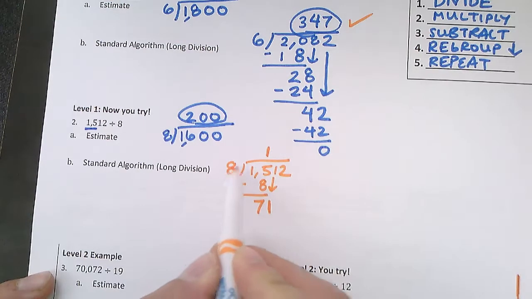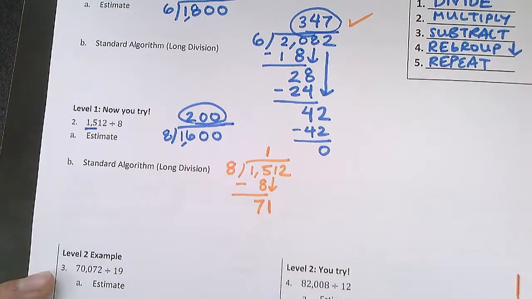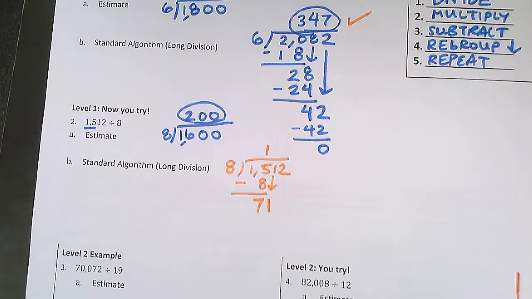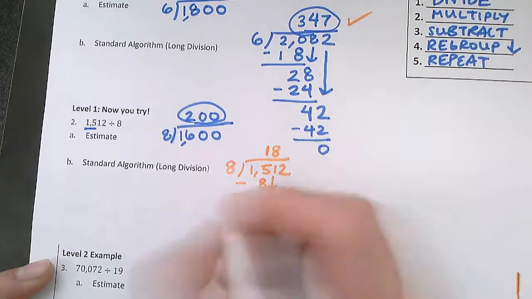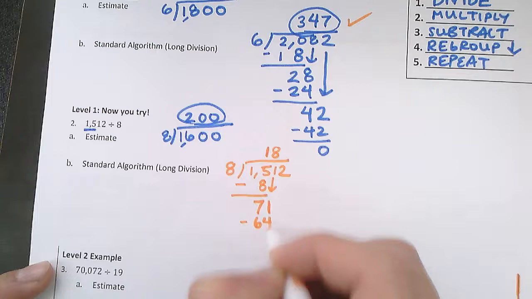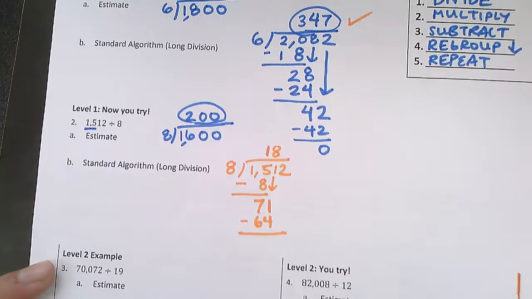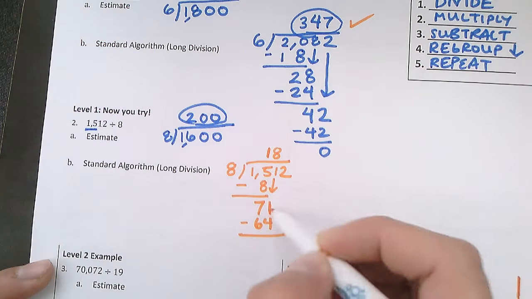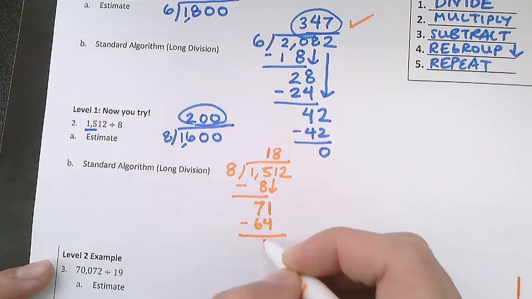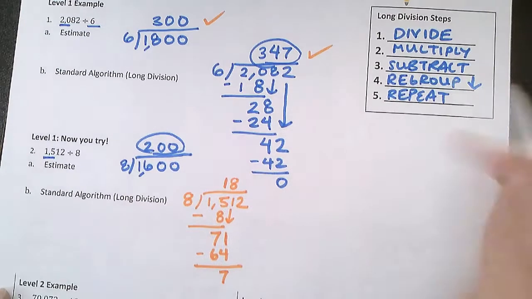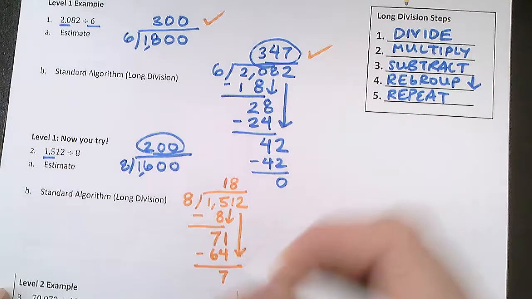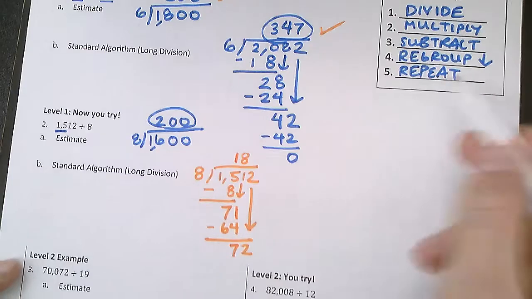How many times can 8 go into 71 now? 8 times 8 is 64. 8 times 9 is 72, so that's too many. It's going to be 8. So 8 times 8 is 64. Next step, subtract. 71 minus 64 is 7. Next step, regroup. Bring down the 2. Next step, repeat.